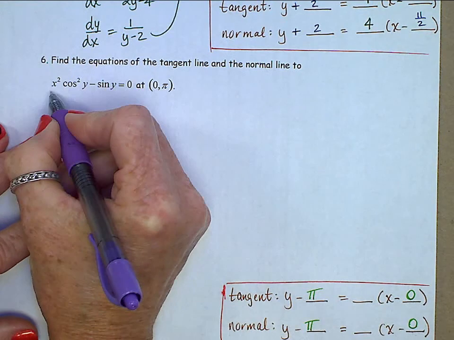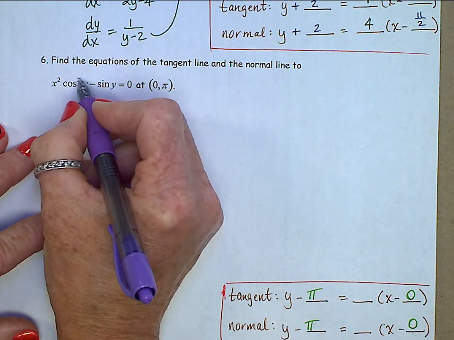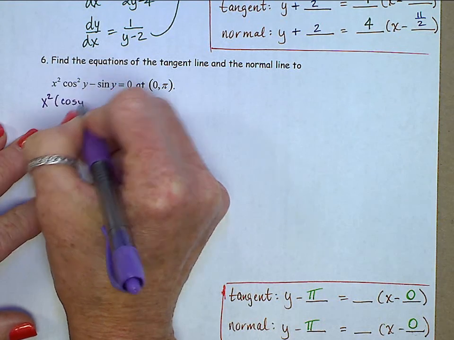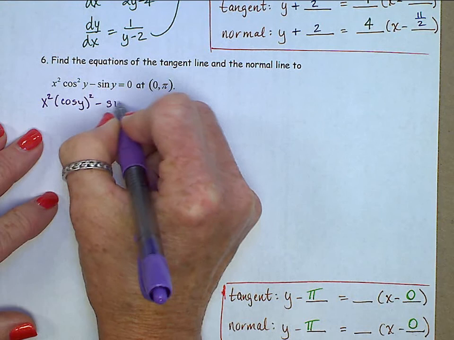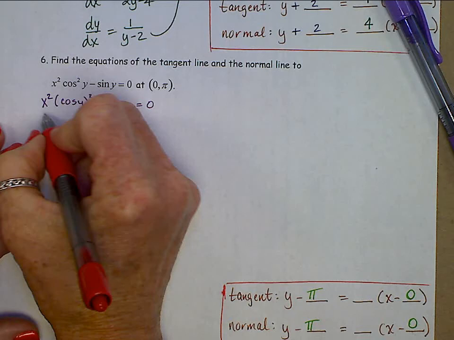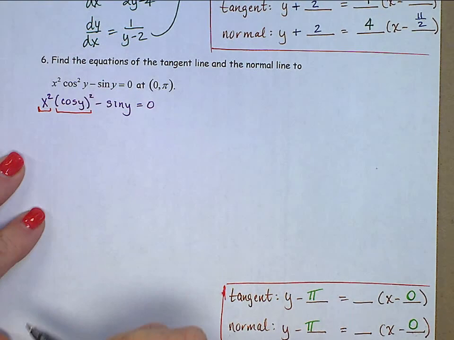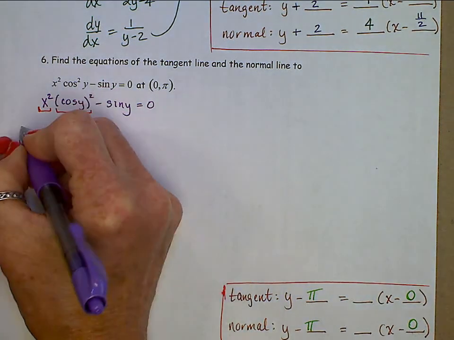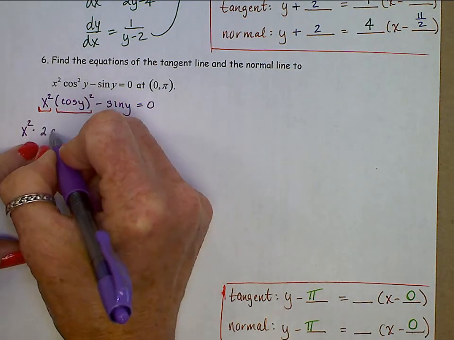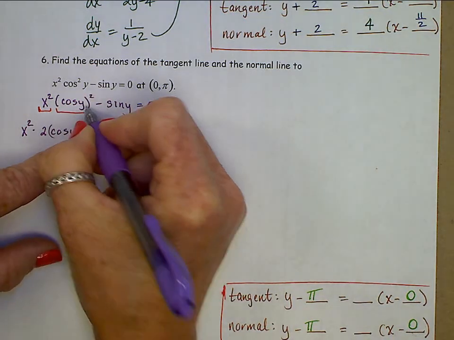One of the first things I see with this cosine squared is let's rewrite that so we can actually see that the squared is the outside exponent. So we have x squared times (cosine y) quantity squared, minus sine y equals 0. Now we can see the chain rule here. We also have a product rule going on. First, x squared times the derivative of the second. The outside exponent comes down: cosine y to the first times the derivative of the inside. Put this times sign here.